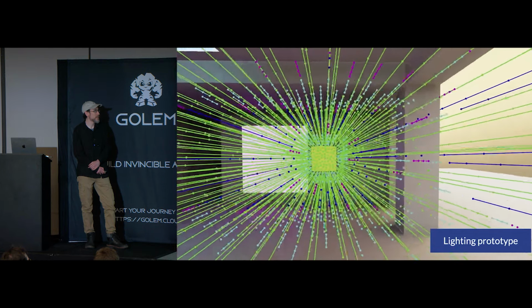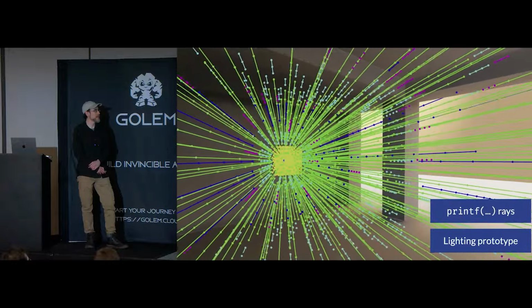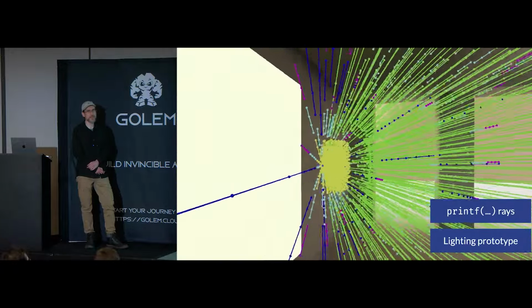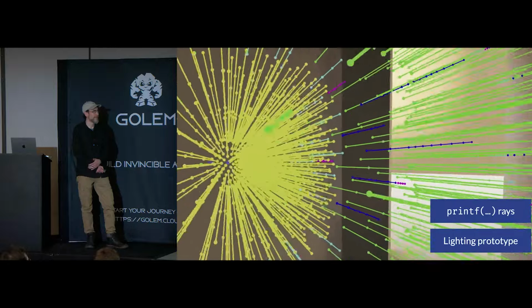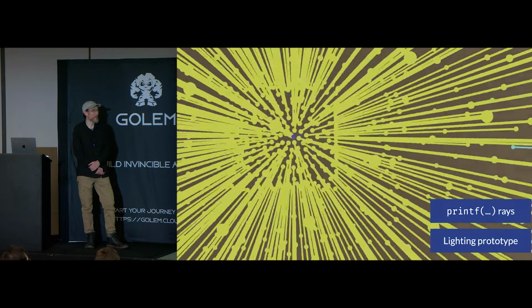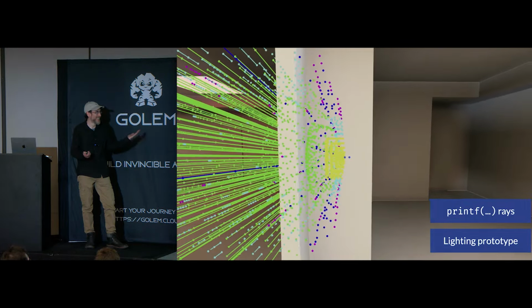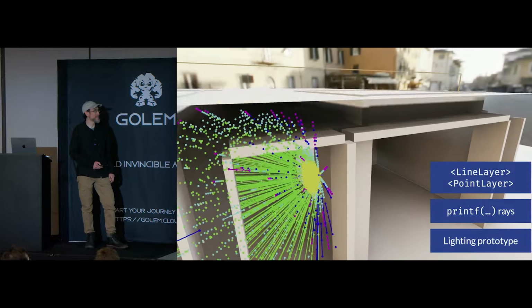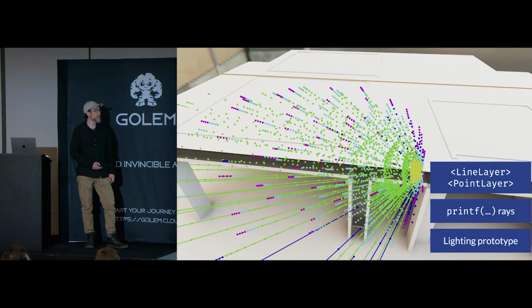Like here, I am visualizing a bunch of rays. And how do I do that? Well, I printf rays in a shader. Why wouldn't you? And this uses all the same line and point rendering that all the other stuff uses. So line layer and point layer is what those plot primitives that I showed earlier end up as when they're aggregated.